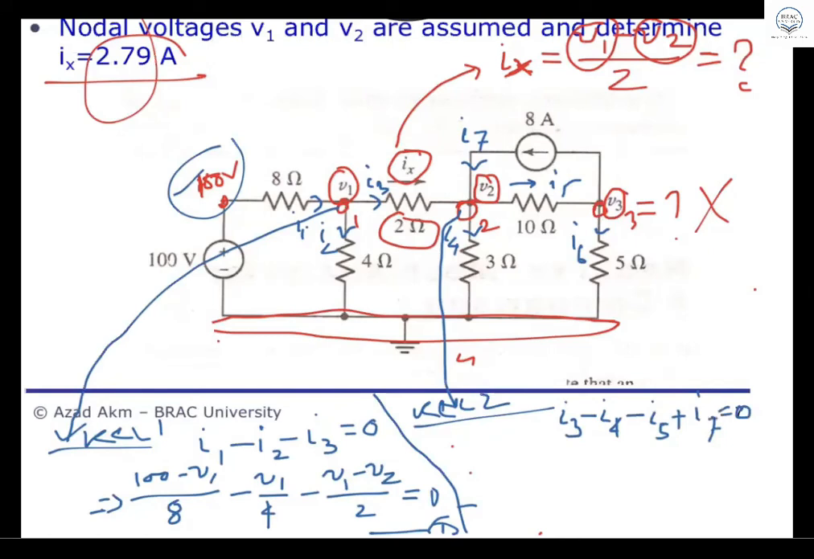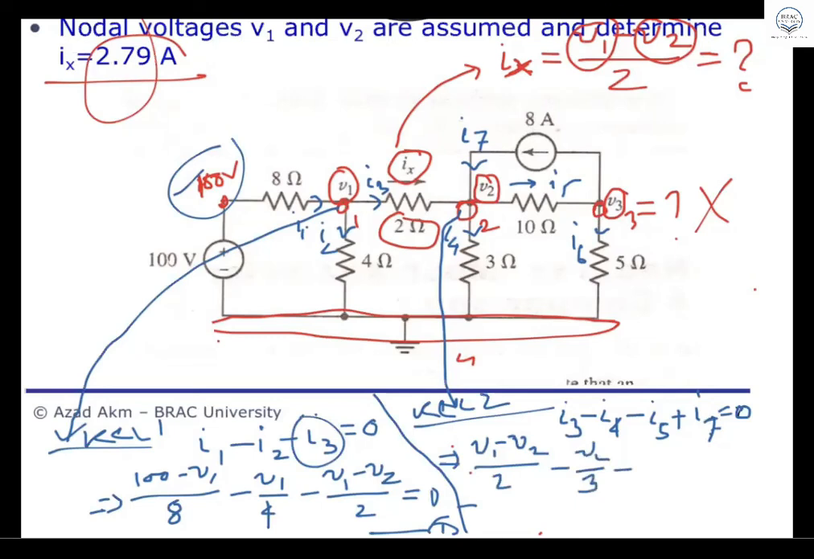Yes, sir. If all of you understand, then go for I3. I3 equal to what? We have already found I3 equal to V1 minus V2 by what? By 2. Then I4 is what? Faster, I4? V2 by 3. Okay, and then I5?